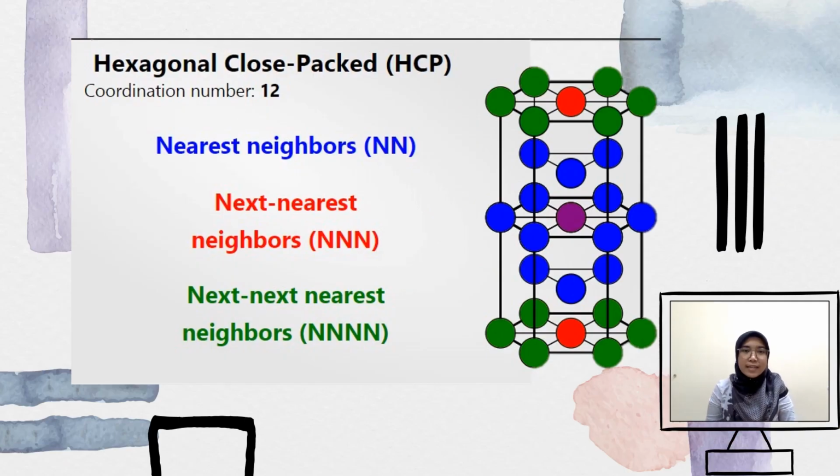Okay, next is the hexagonal closed-pack HCP, which has a coordination number of 12. If you can see on the slide, the blue color is the nearest neighbor (NN), the red color is the next nearest neighbor (NNN), and the green color is the next next nearest neighbor. We can also call it NNNN.